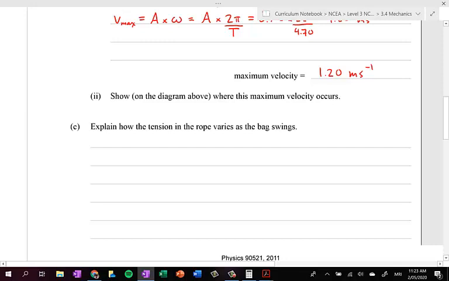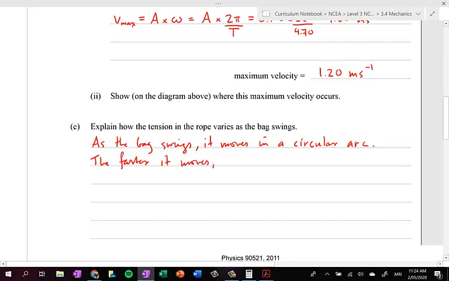Because we haven't spoken too much about this, but as the bag swings, it moves in a circular arc. And this is really a year 12 concept. We have talked quite a lot about circular motion as well. The faster it moves, the bigger the tension in the rope must be.